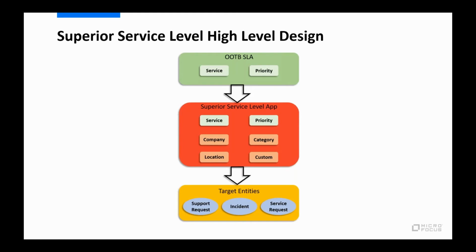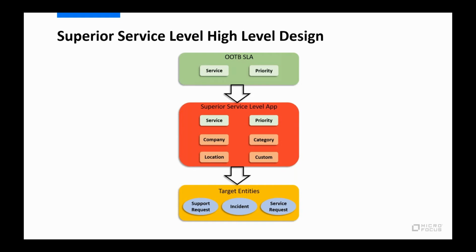Okay, so this is the high-level design of this app. So as you all know, currently the SLA can be set using the service field. So what we thought is to build an extension of this out-of-the-box capability by adding any other out-of-the-box field or a custom field. So currently in this design, I have shown a few out-of-the-box fields like company, category, location, and you can also see there is a checkpoint for a custom. So you can add any custom field as well, based on which the service level could be calculated.